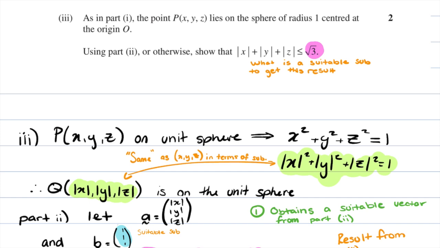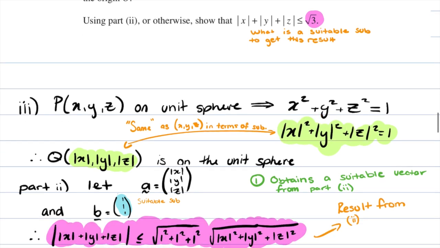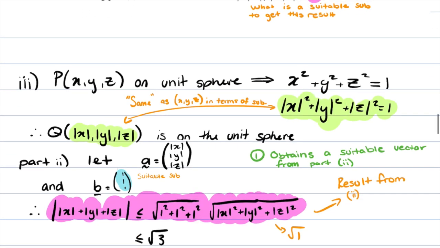We then know from this that, say, the point Q(|X|, |Y|, |Z|), or with magnitude symbols, is also on the unit sphere, as it is the same in terms of our substitution points, as this is our X value, this is our Y value, this is our Z value. From part A, we can substitute A as our point Q and B as our point (1, 1, 1). We gain our first mark here for a suitable substitution from part 1.